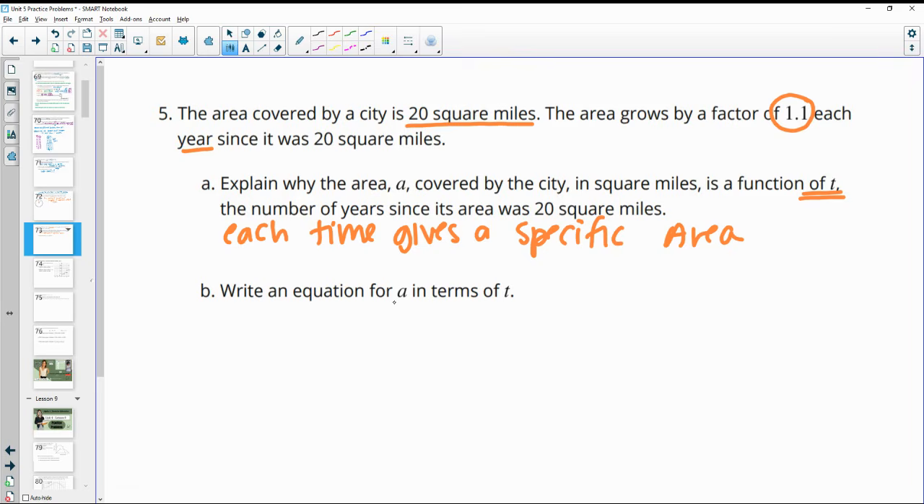So then write an equation A in terms of T. So area as a function of time is equal to the initial area, which is 20, times the growth factor, which is 1.1, and then the exponent is your time variable, so in this case, t.